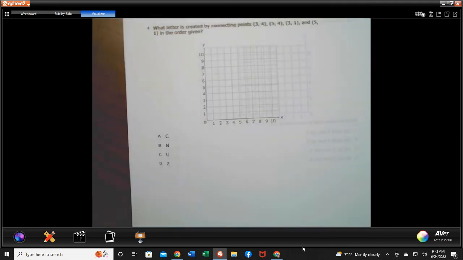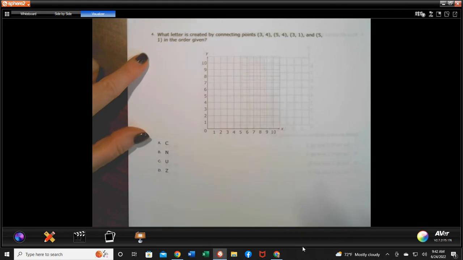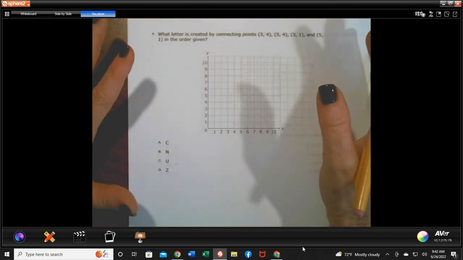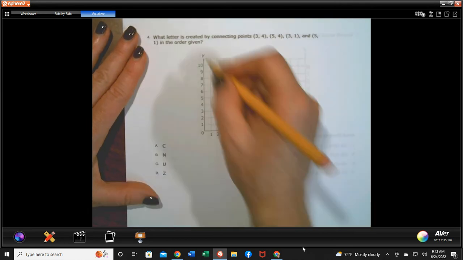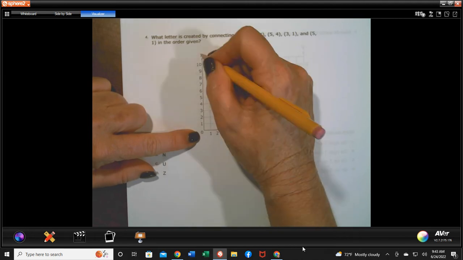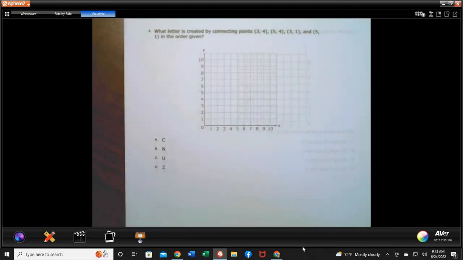Problem number 4. What letter is created by connecting points 3, 4, 5, 4, 3, 1, and 5, 1 in the given order? So this is one that you would have needed to draw in your math journal. So you would have needed to draw a y-axis that goes up to 10 and an x-axis that goes out to 10. Once you did that, your journal paper gives you the actual coordinate grid already made.